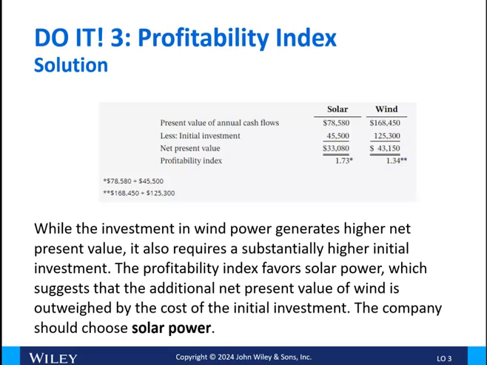While the investment in wind power generates a higher net present value, it also requires a substantially higher initial investment. So that's why the profitability index is lower. The profitability index favors solar power, which suggests that the additional net present value of wind is outweighed by the cost of the initial investment. The company should choose solar power.